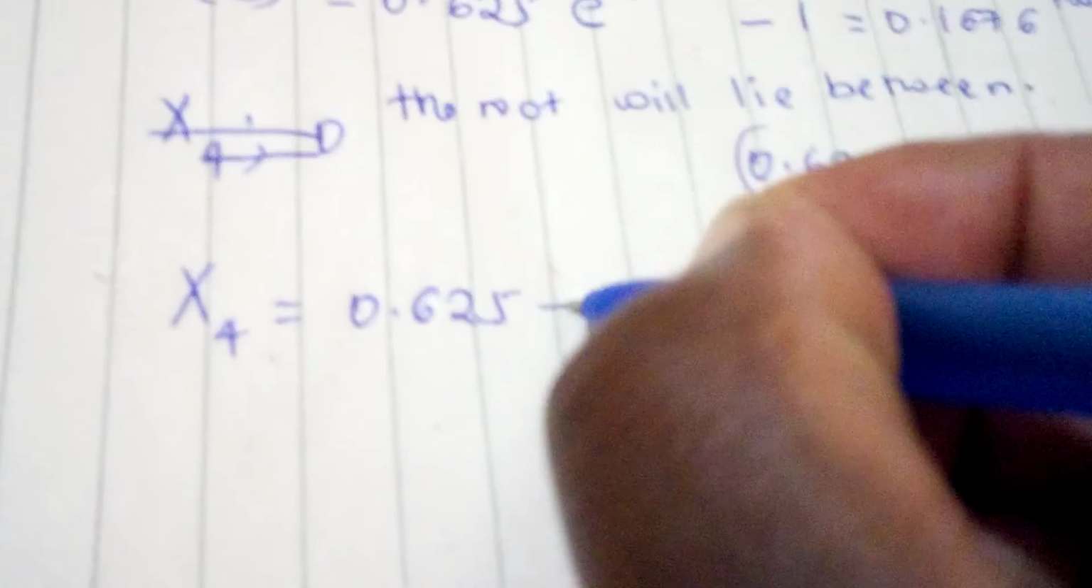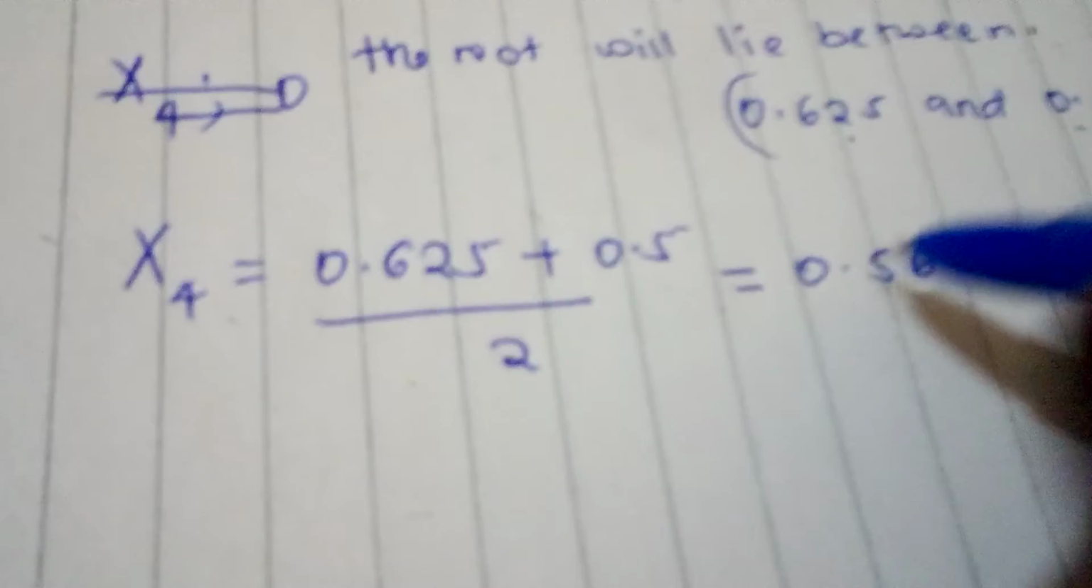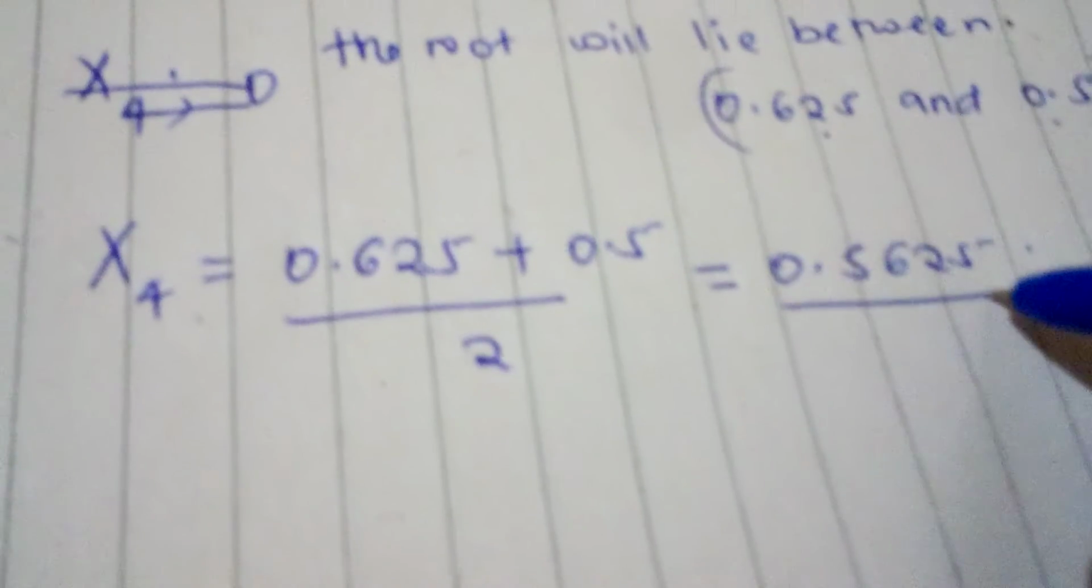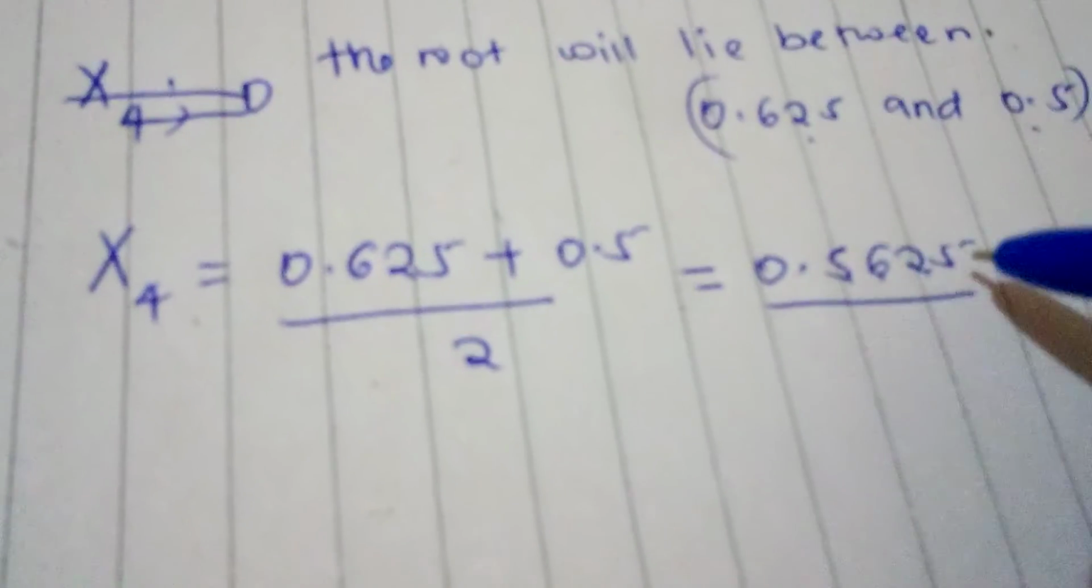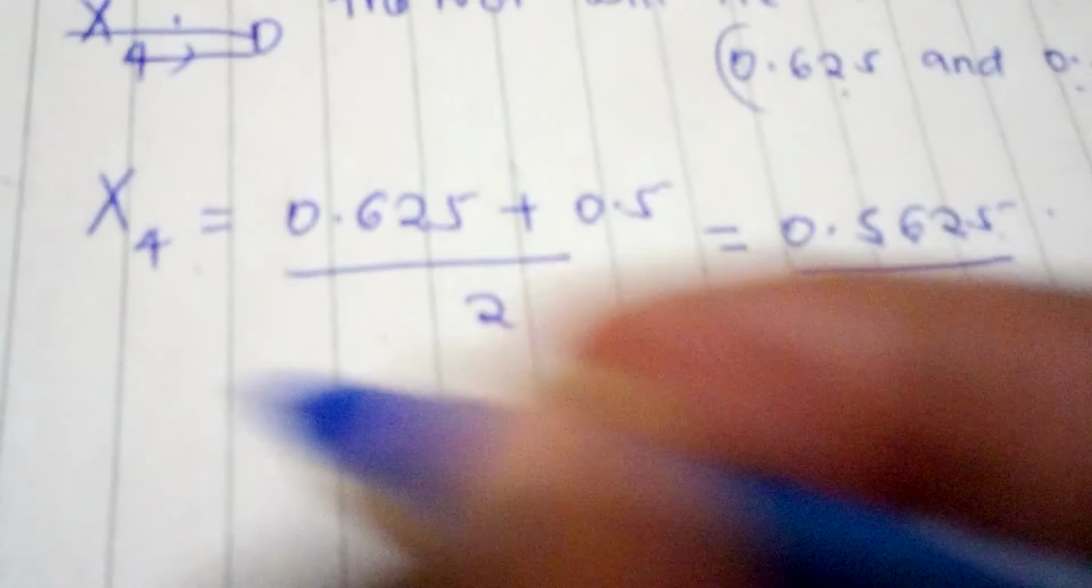Therefore, our next approximation will be given by 0.625 plus 0.5 divided by 2, which will be 0.5625. What about when we replace 0.5625? Is it going to give us a positive approximation or a negative approximation?